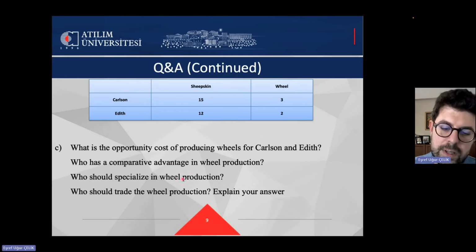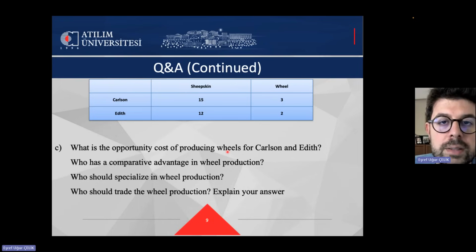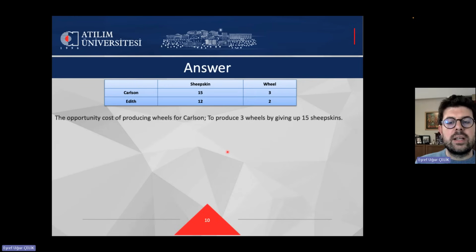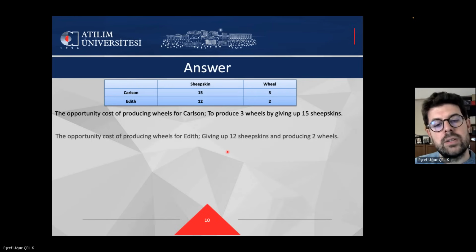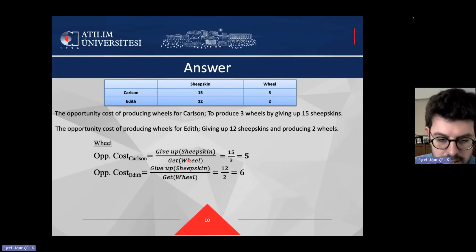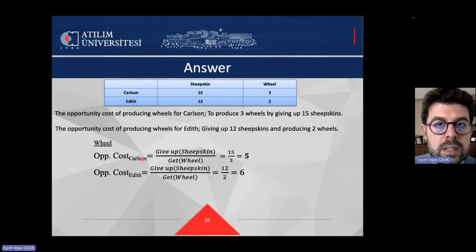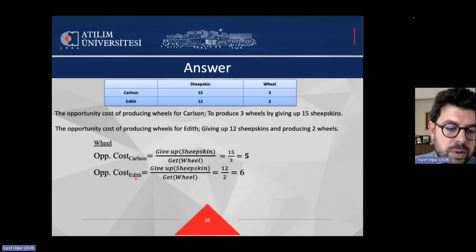You see the wheels or wheel. In the question, what can I ask that shows what we get? I can ask in wheel. So that is what we get. And the other production is what we give up. That is sheepskin. We can compare Carson and Edith for the opportunity cost.